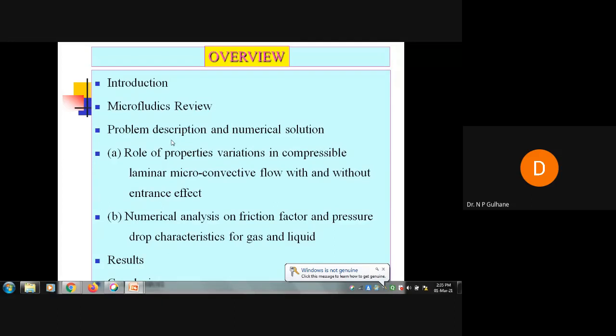So we have tried to study the friction factor, pressure drop, and shear stress characteristics for both gas and liquid, followed by some results and conclusion.